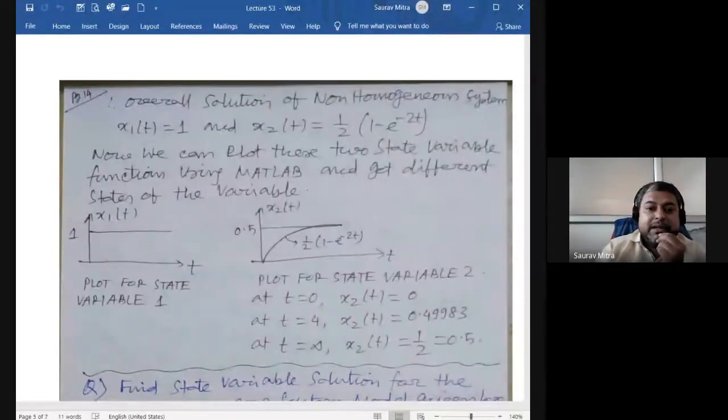But the second state variable actually is increasing like this. So with respect to time, it increases and it goes and attains the steady state. So this is half into 1 minus e raised to minus 2t. At t is equal to 0, x2 is 0 here. At t is equal to 4, x2 is almost 0.5. Okay, and at t is equal to infinity, e raised to minus 2t becomes 0, and it is 0.5. So these are the two responses, and these are the two responses you have to find out by using MATLAB.